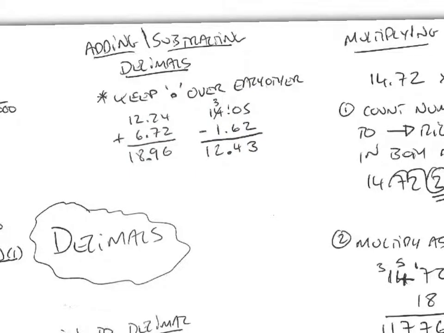Let's look at adding and subtracting decimals. Well, the simple rule here is to keep the decimal points over each other. So 12.24 plus 6.72, we keep our decimal points in one line, and we simply add. 4 and 2 is 6, 2 and 7 is 9, 2 and 6 is 8, and put down your 1. 12.24 plus 6.72 is 18.96.